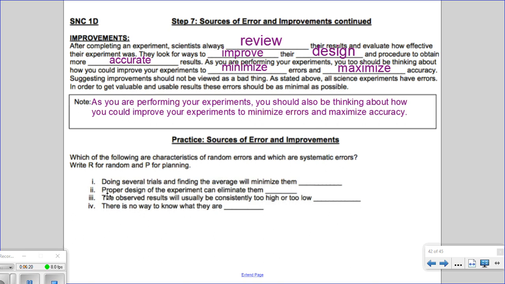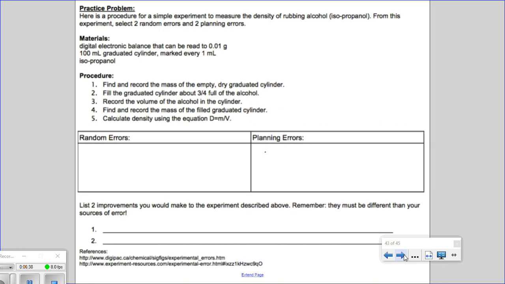So a little bit of practice here. Which of the following characteristics are characteristics of random errors and which are planning errors? Just write an R for random and a P for planning. You can take a little bit of time, answer those questions, and we'll go through them at a later point in time. Here is a practice problem that can be worked on as well, and we will discuss it at a later point in time.